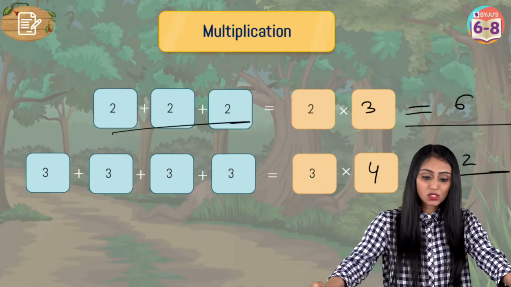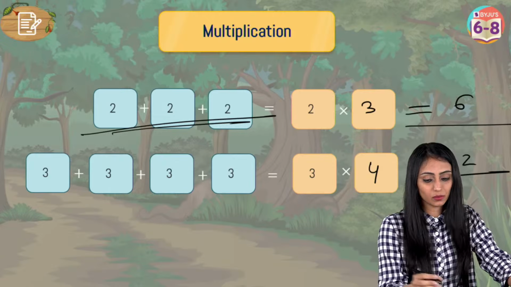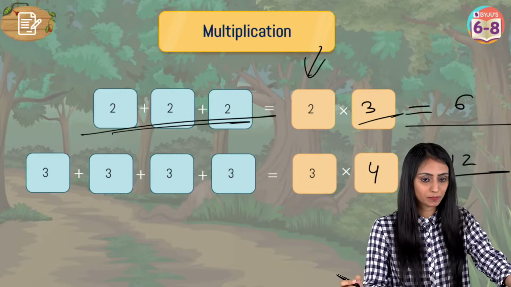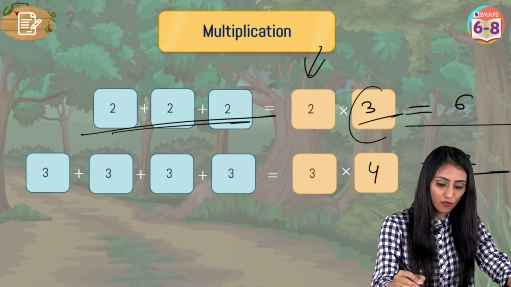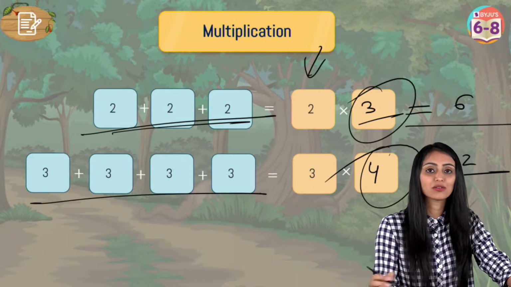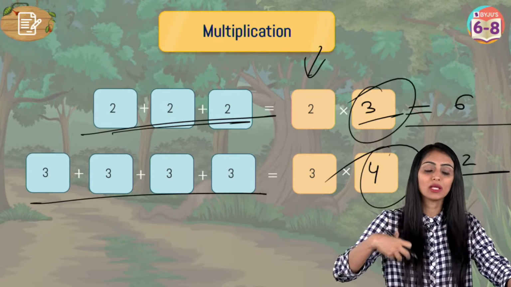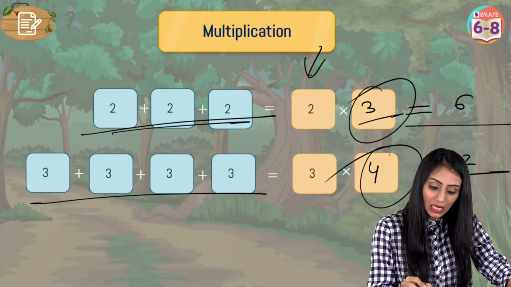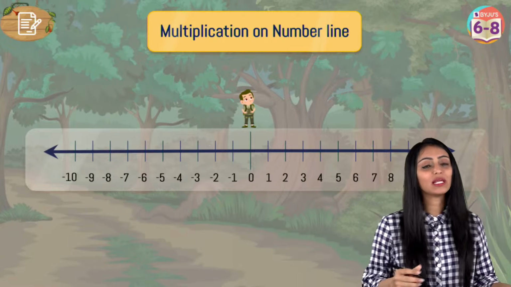So n times the number: we simply multiply n with that particular number. n is representing this 3 over here. Similarly, n is representing this 4 over here. How many times 3 is coming? How many times 4 is coming? Another way to do it, a simpler way. Now let's take a look at how to do multiplication on a number line.